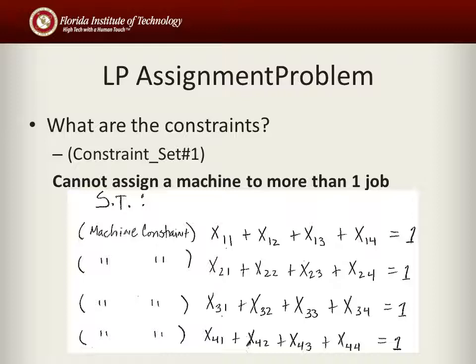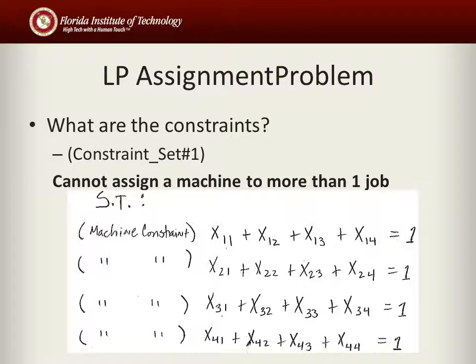The first ones say that you cannot assign a machine to more than one job, and this is very important. For example, constraint number 1 specifies that machine number 1, which is represented by the 1 in the first subscript of each variable, cannot be assigned to more than one job. If machine number 1 is assigned to job number 1, that means the variable x sub 1 1 is going to be equal to 1, and the rest are going to be set to 0, because you cannot assign that machine to do more than one job. That's why the sum of these decision variables must equal 1.